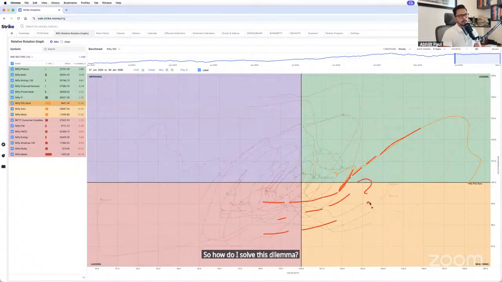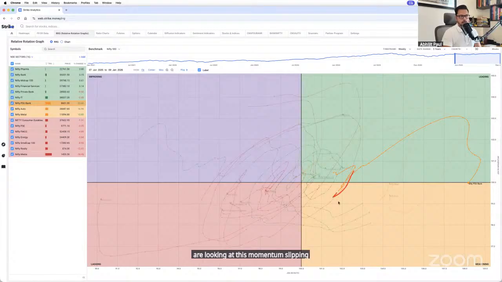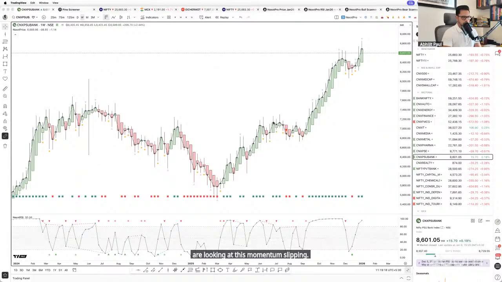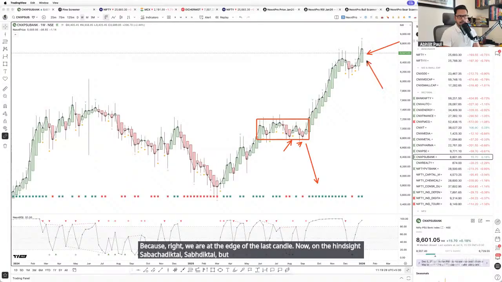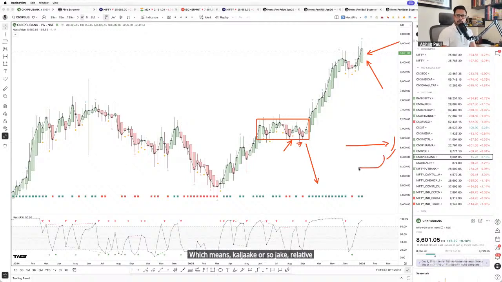Point number one, the dilemma will only be solved by price action because the price broke out, RRG starts to look very good. So, everything boils down to bhav, price. And then the second layer is I have a position, what should I do? If you have a position and you are looking at this momentum slipping, then आपको डर लगेगा, अरे ये जो कंसोलिडेशन हो रहा है, यहाँ से जो वीकनेस ब्रेकडाउन हो रहा है, ये ऐसा हो गया तो. बिकॉज राइट वी आर एट द एज ऑफ द लास्ट कैंडल ना. ऑन द हाइंडसाइड सब अच्छा दिखता है, सब साफ दिखता है, बट राइट एट द एज वी हैव टू टेक अ डिसीजन. सो द पॉइंट इज माई RRG इज टेलिंग मी रिलेटिव स्ट्रेंथ है, बट वो फिसल रहा है, द मोमेंटम फिसल रहा है. Which means कल जाके परसों जाके relative strength can go back and we can get this breakdown, or else this will happen, which actually happened.